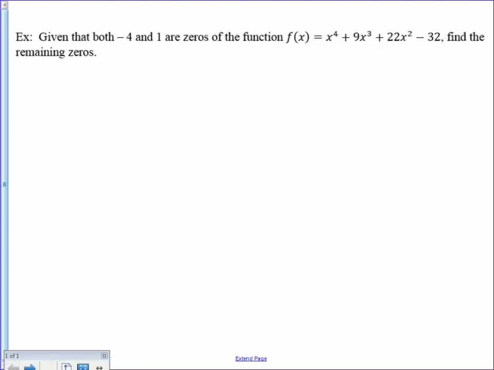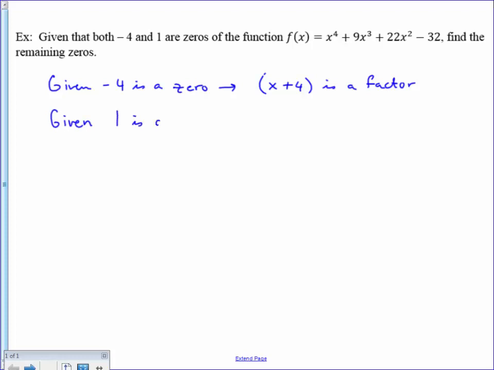Well, one of the things that we need to do is be able to be given the zeros and also know what the factors are. So in other words, if we've been given that -4 is a 0, we need to know that that also means that x plus 4 is a factor. Okay, and then likewise, if we've been given that 1 is a 0, we need to know that that means that x minus 1 is a factor.